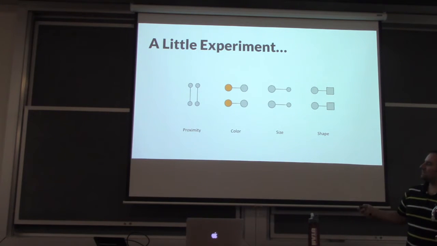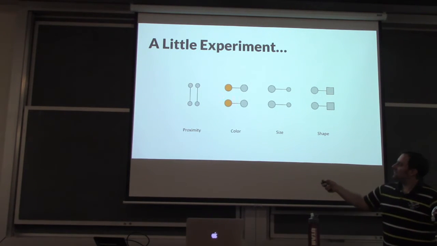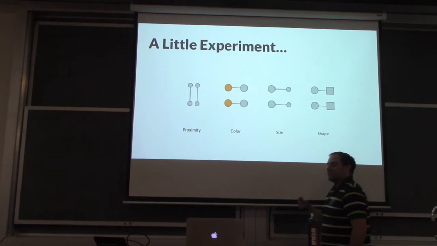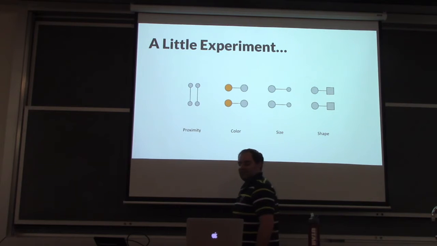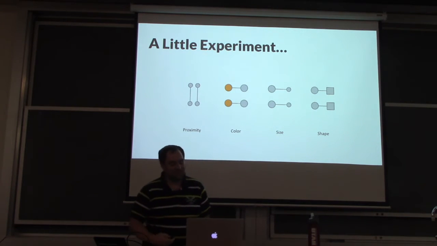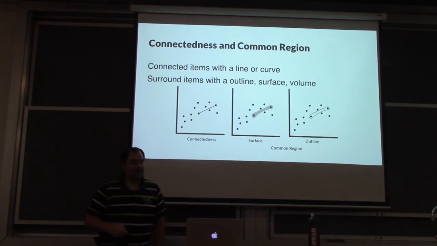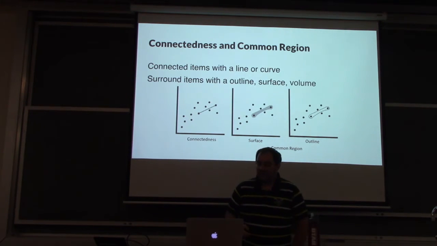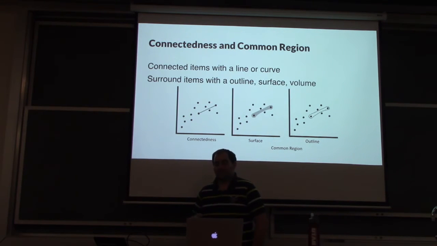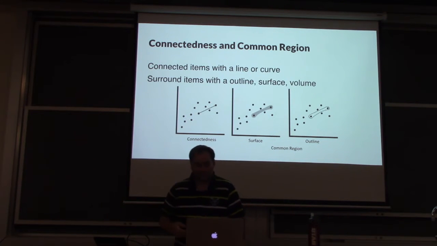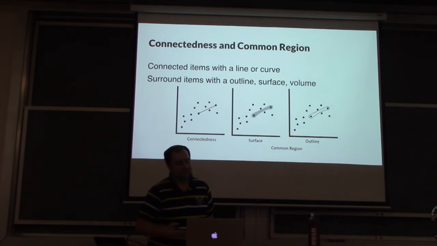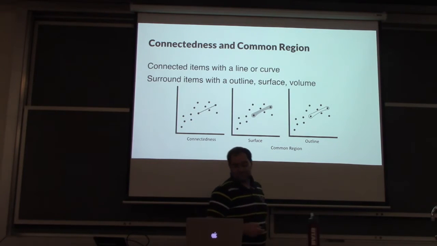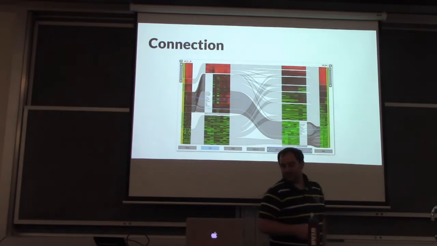So even if these things are close, even if they're of the same color, same size, same shape, you will always group them mentally by these links, by these connections. So connectedness and common regions are extremely strong grouping principles. You can do that with connecting them via link, via surface, via an outline. There's subtle differences, but it doesn't really matter. So these are very strong grouping principles, and they stand out quite a bit.